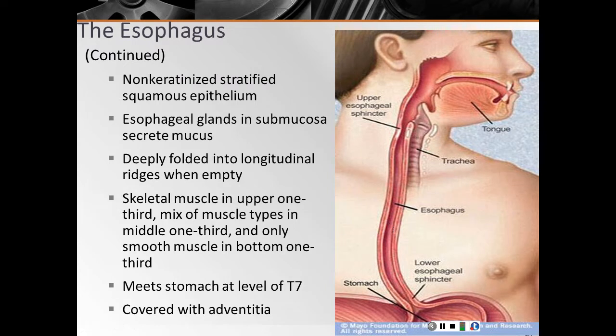Now when the esophagus is empty, the mucosa and the submucosa are deeply folded into longitudinal ridges. Most of the esophagus is in the mediastinum, where it is covered with connective tissue called adventitia, which merges with that of the trachea as well as the thoracic aorta.